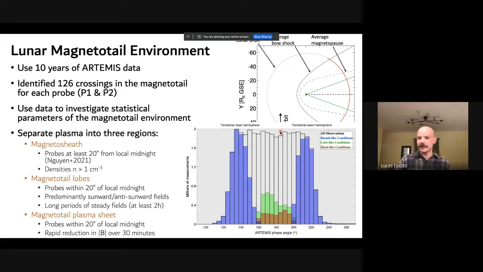There's still a lot of data here that we're throwing out. This is almost 2/3 to 3/4 of the data set. But the rest of this data that is not characterized as either lobes or plasma sheet is, for example, associated with rapid flows that are signatures of reconnection, or just some other non-stationary events that we don't want to include in this analysis here.